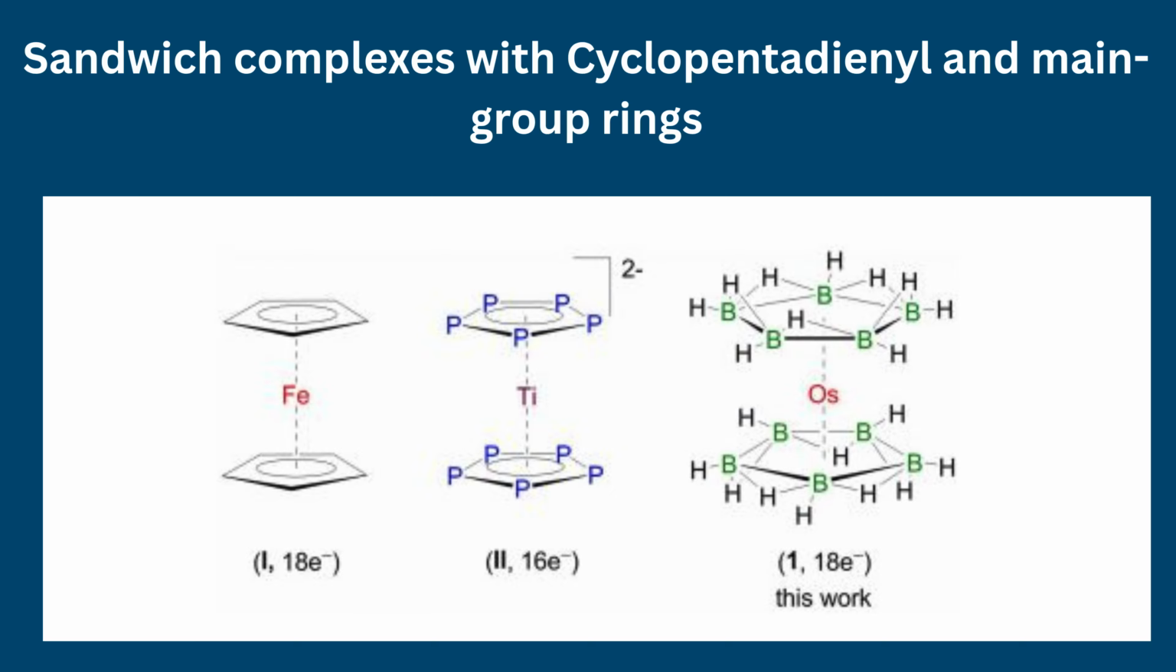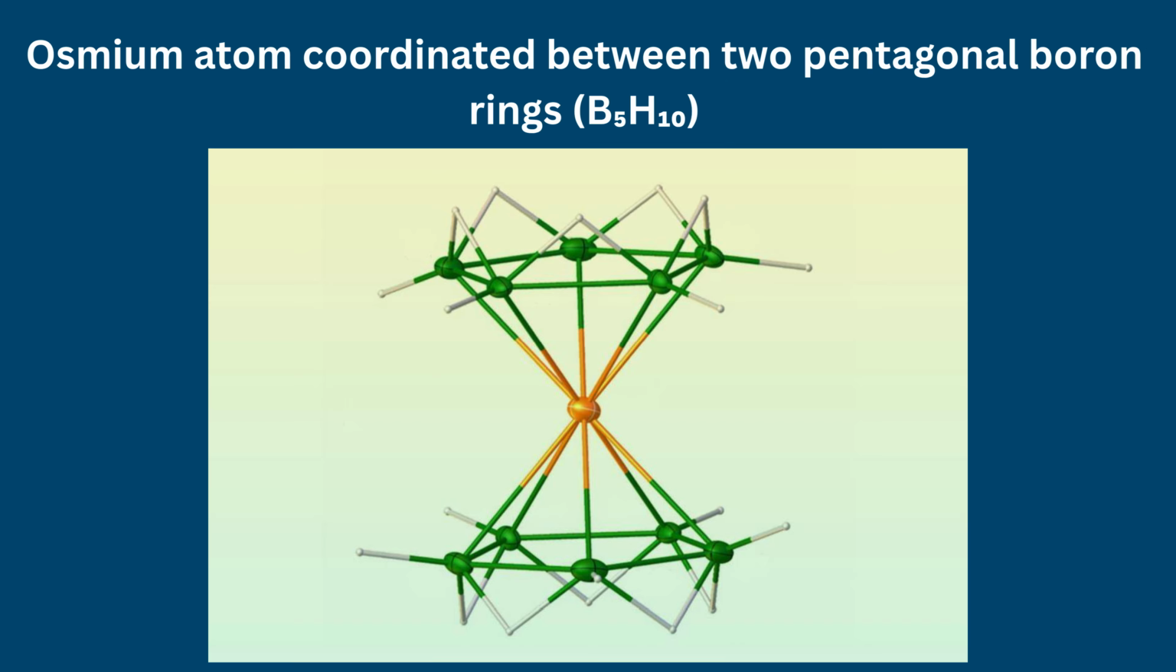Each boron atom within the rings participates in a highly interconnected bonding network, forming B-B bonds with adjacent boron atoms while also bearing one terminal hydride and two bridging hydrogens, B-H-B. This unique bonding arrangement contributes significantly to the stability and electronic structure of the complex.